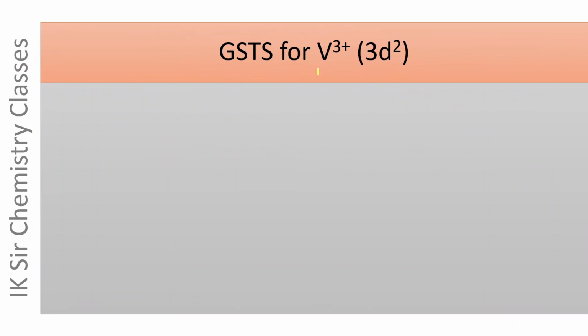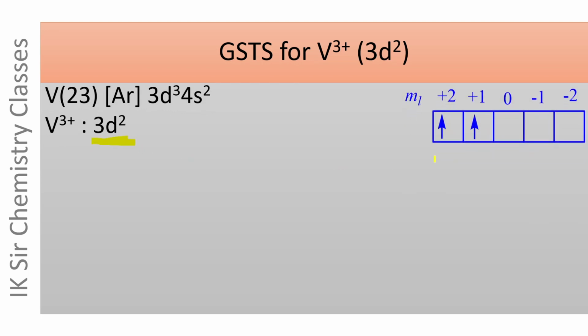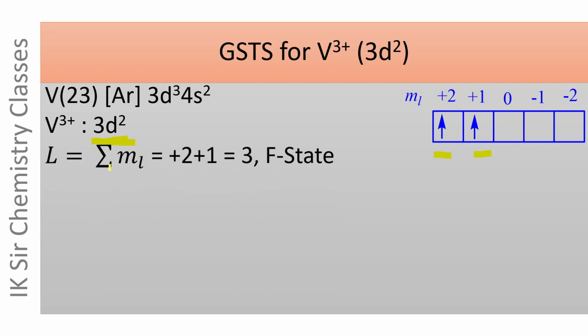Now the ground state term symbol for vanadium triple plus ion. It is the valence shell electronic configuration of vanadium triple plus ion. There are 2 electrons in the d subshell. Capital L is equal to the summation of ml values. The first electron has ml equals +2 and the second electron has ml equals +1, and therefore capital L is equal to 3 and it corresponds to F state.